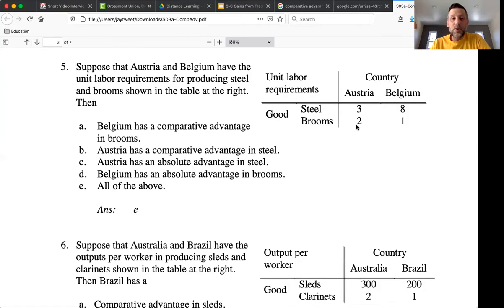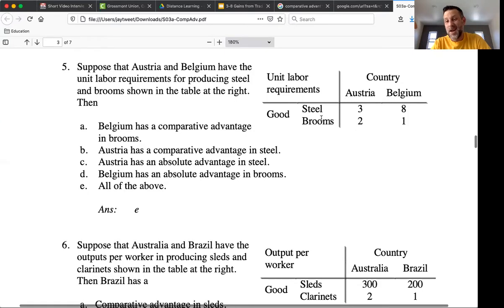So to figure out who has the comparative advantage and who has the absolute advantage, first of all, for absolute advantage, smaller numbers are going to be better, right? Notice that this professor, by the way, put the countries on the top and the stuff on the side, so we'd want to rewrite that table. Smaller numbers are better because it means that you need less labor to do the same thing. So if we're looking at brooms, Belgium is better than Austria because Belgium has the absolute advantage because it takes them less labor. If we're looking at steel, Austria 3, Belgium 8. For steel, Austria has the absolute advantage because it takes them fewer workers to do the same thing as Belgium.